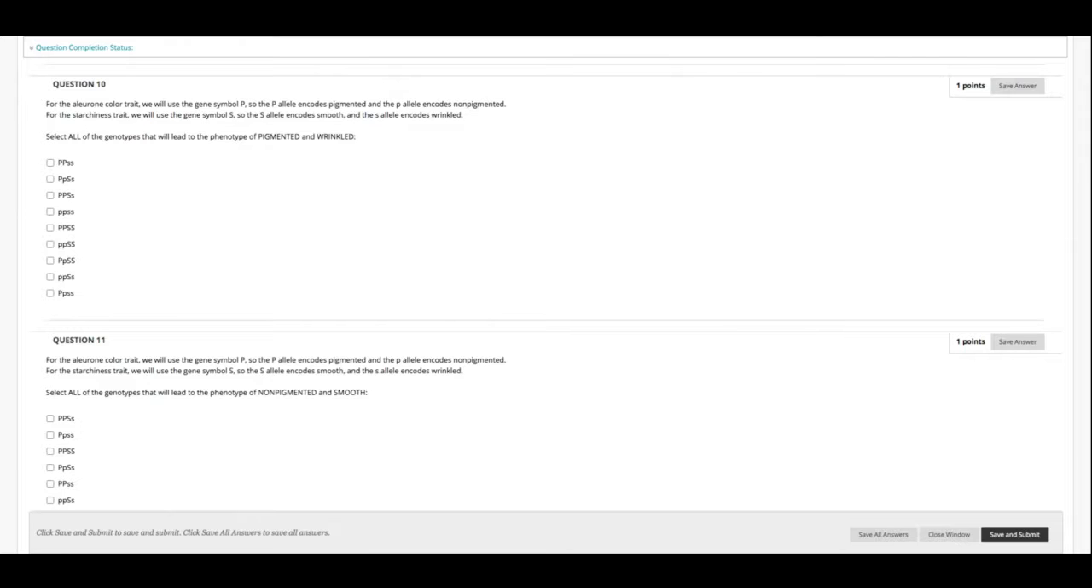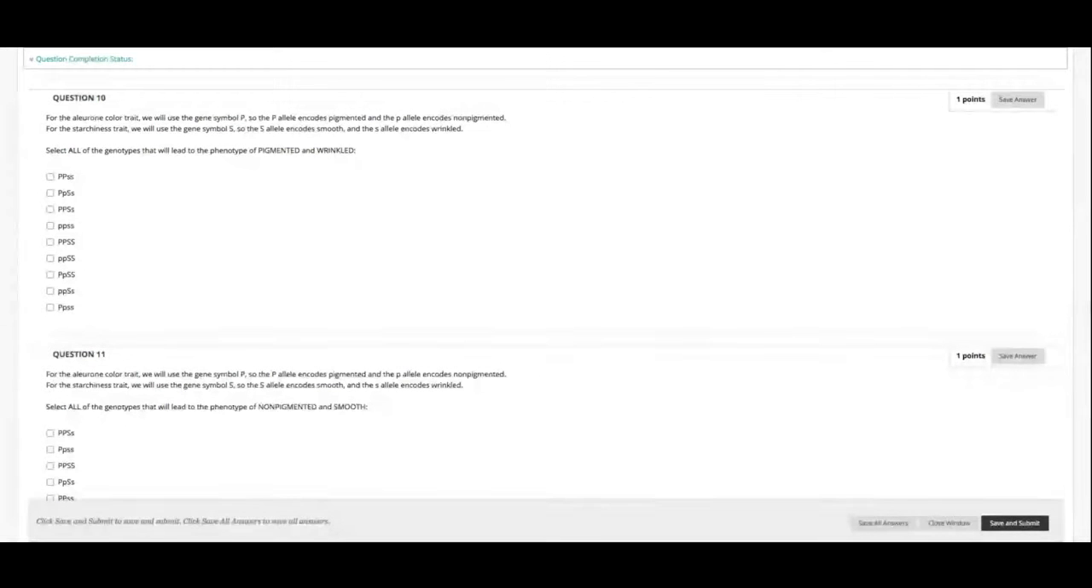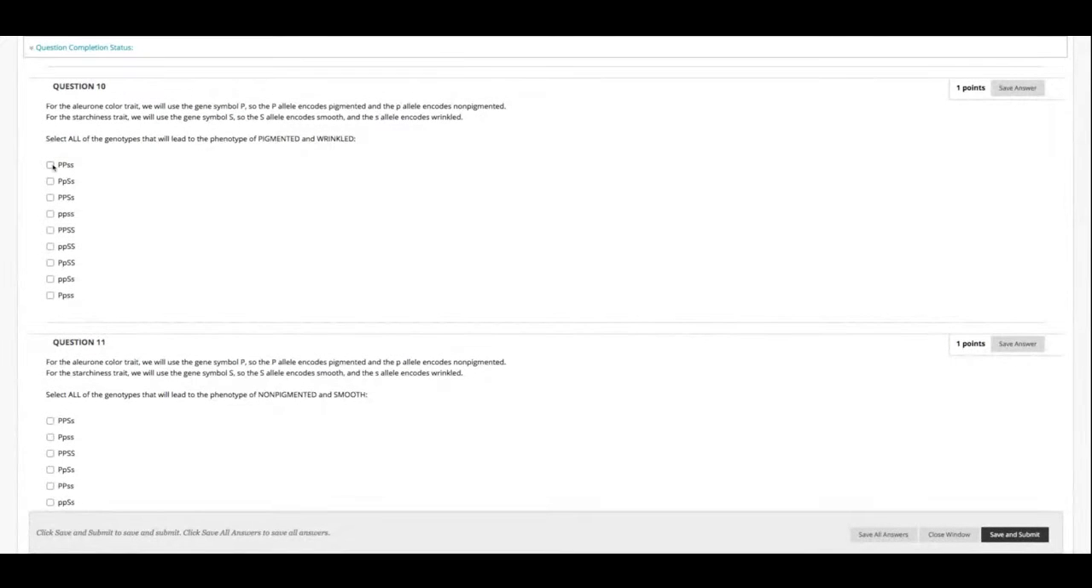Okay, select all the genotypes that will lead to the phenotype pigmented and wrinkled. Pigmented is big P, so any one of them that has at least one big P, and then wrinkled is recessive, so at least one big P and two little S's. So Teasley says big P, little S, little S. All right.